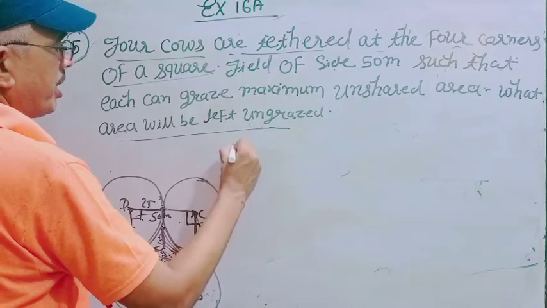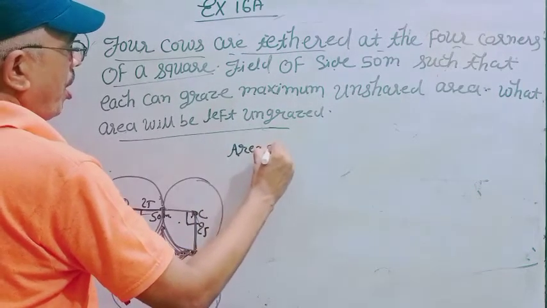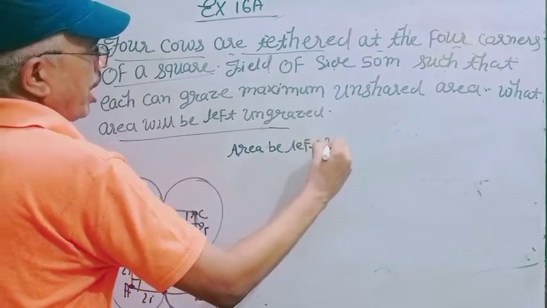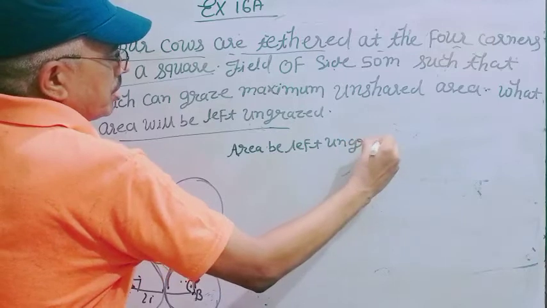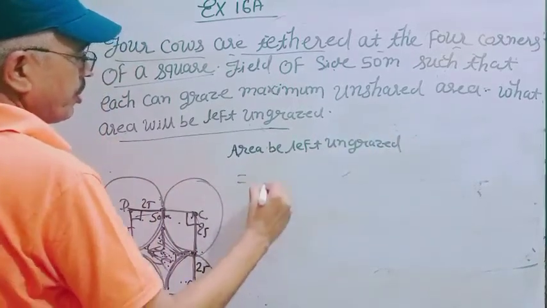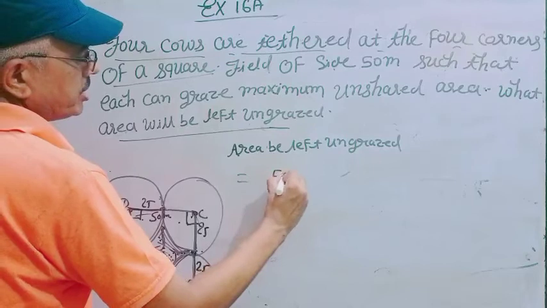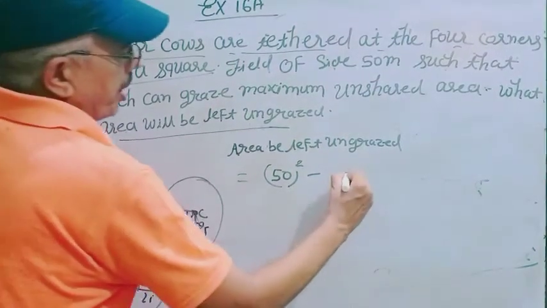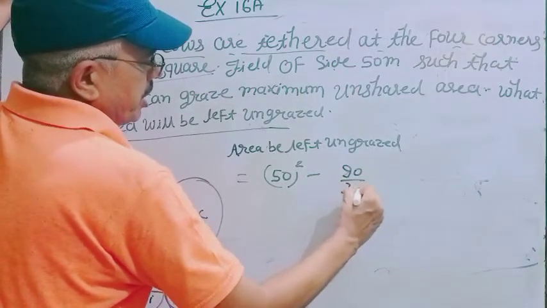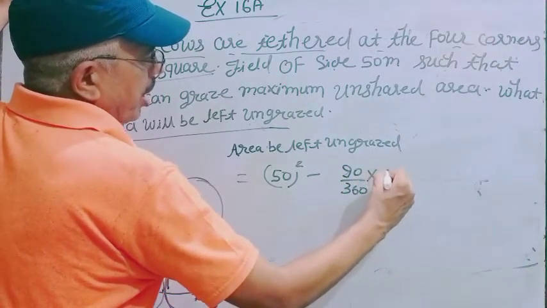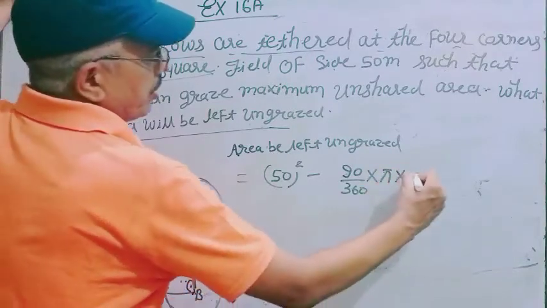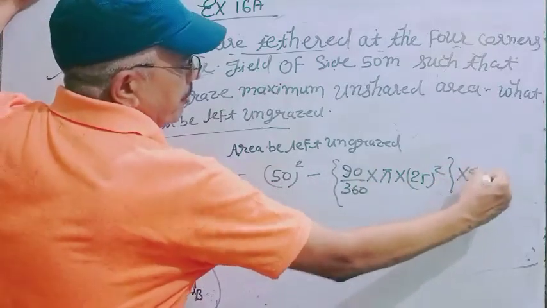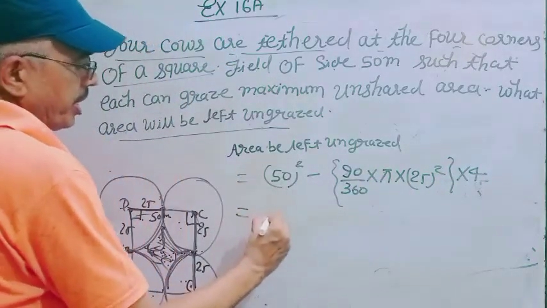So you write, what is the area left ungrazed. Area left ungrazed is equal to the area of the square, that is 50 square, minus the area of the quadrant, which is 90 by 360 into pi r square, where r is 25, and there are 4 quadrants, so you multiply by 4. So what you get here?